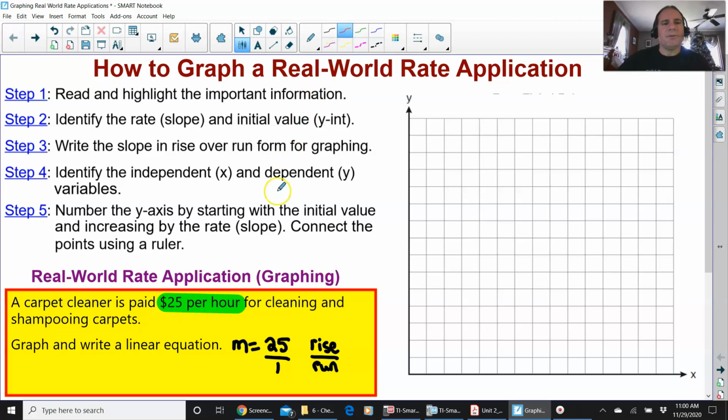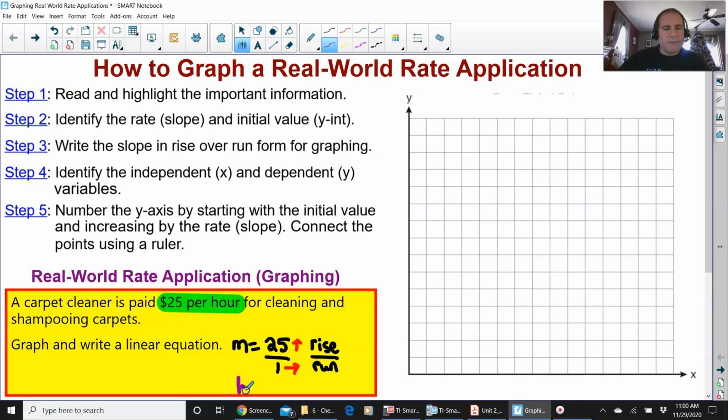Very important to put the arrows, the directional arrows, right next to the numbers in the slope. 25 is a positive, and that is the rise. So we're going to go up. And then run, the 1, is a positive, so we're going to go to the right. And I have my directional arrows. I can look back at that and use them when I'm graphing.